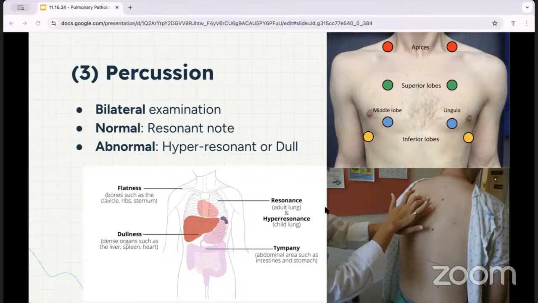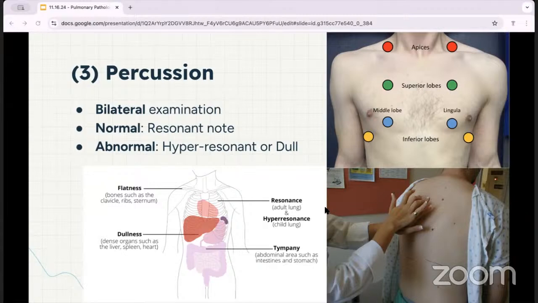Another abnormal sound you could hear is a dull sound. A dull sound is like tapping on a solid surface, like a table. This happens when something dense is in the lung, like fluid from a pleural effusion or a mass, or when part of the lung is filled with something solid, like in pneumonia.